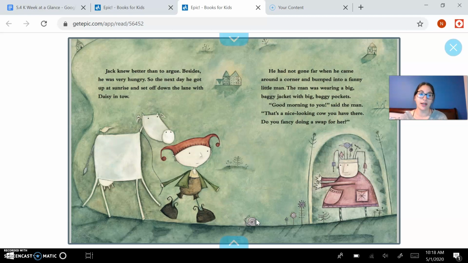We do know that he's kind of lazy, so I'm thinking he might just do the trade here since he doesn't want to walk all the way down to the market. Let's see what happens.